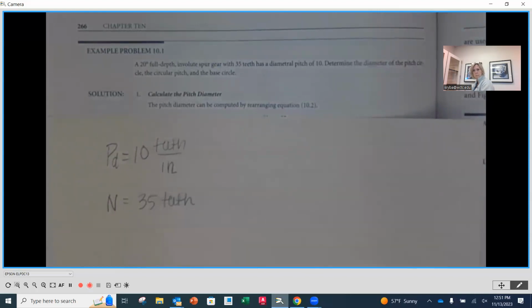Now, this is just one gear, but if I were to specify a gear that this is going to mesh with, what does its diametral pitch have to be? Same, it has to be 10. What does its pressure angle have to be?